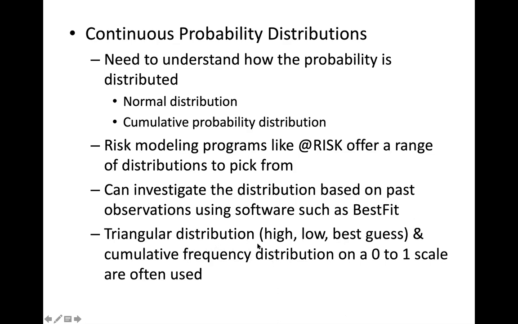And of course, often this triangular distribution, high, low, best guess, is used. And you assign each of those probabilities so they equal 1. This is the 0 to 1 scale. High, low, and best all add up to 1. So you only have three options.